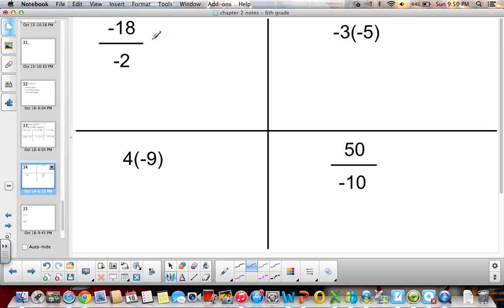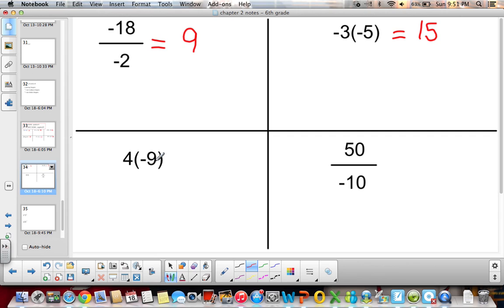So we have -18 divided by -2. This symbol right here is a fraction, but it also means division. So -18 divided by -2, we have the same signs, so it's positive 9. -3 times -5, remember these parentheses mean times, gets us 15.